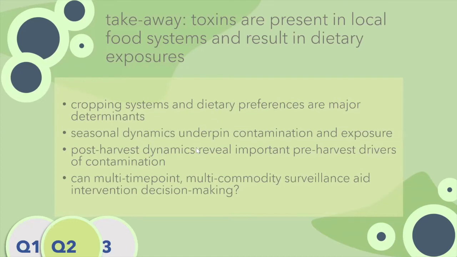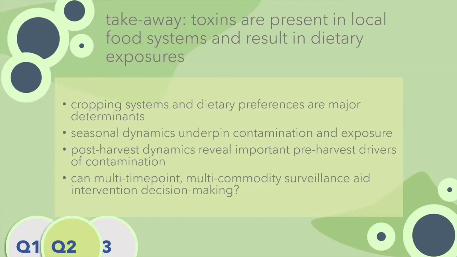And one interesting revelation that has come of this is that understanding the post-harvest dynamics of mycotoxins in food systems reveals important pre-harvest drivers of contamination. For example, in maize, immediately after harvest, we observed that the levels of aflatoxin were very high, and those levels stayed high throughout the seasons. And so we're able to say with reasonable confidence that the interventions best suited for combating mycotoxins in maize would take place in the pre-harvest domain as opposed to the post-harvest domain.